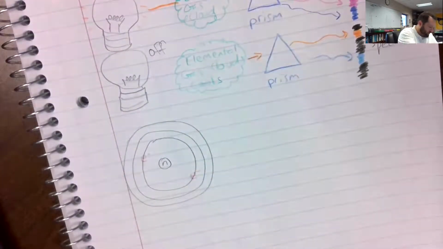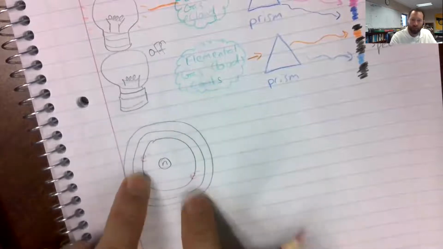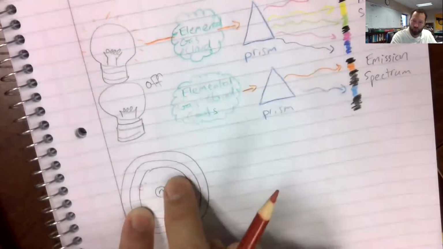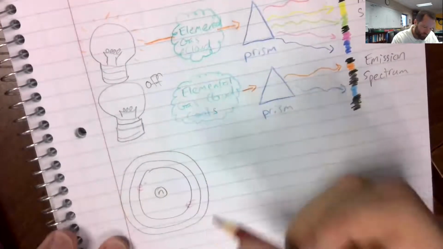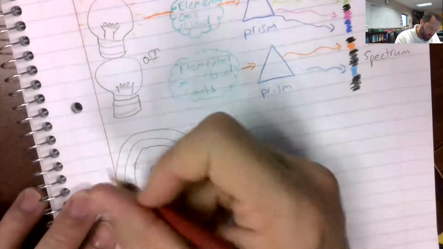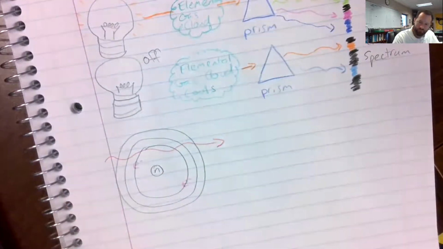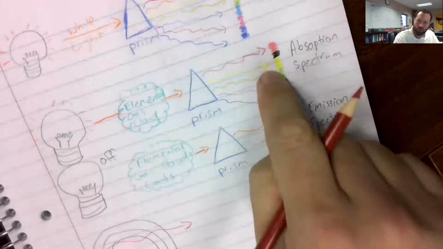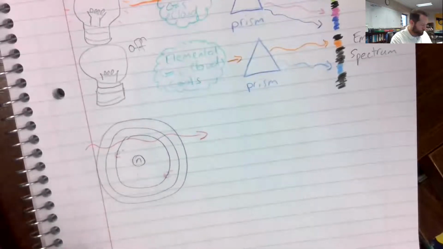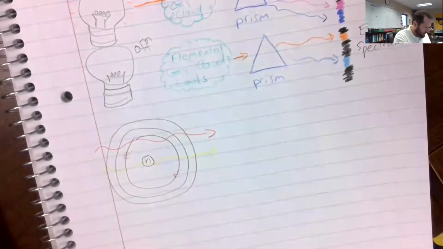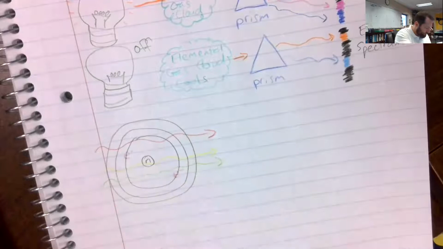Now, when they shone their light at the element, so here's our element, we're looking at an individual atom of the element. When they shone their light at the element, most of the light went right through. And that's how we got this spectrum up here. Most of the light had nothing to do with the element. So it went right through and was not absorbed. And we got our absorption spectrum.